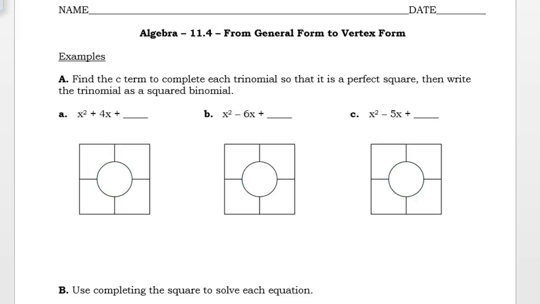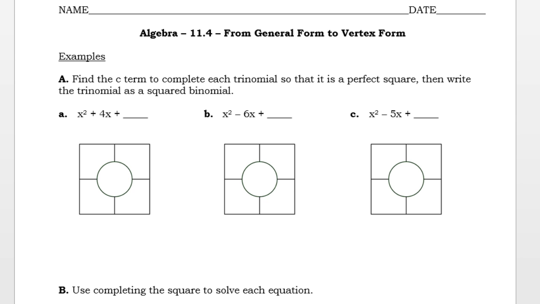This is Algebra Lesson 11.4, from general form to vertex form. So what we're going to do in this lesson is take our equations that are in general form, that ax squared plus bx plus c form, that trinomial form, and we're going to switch them into vertex form.